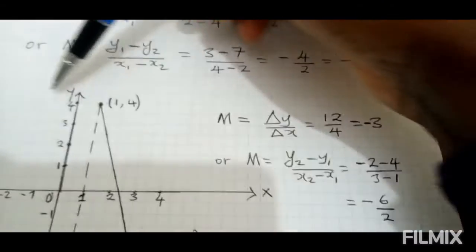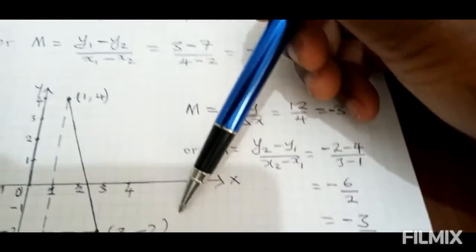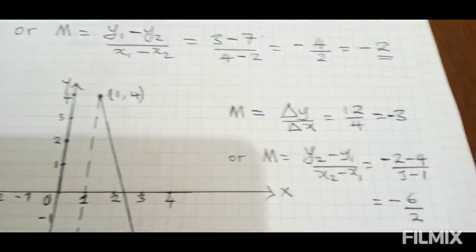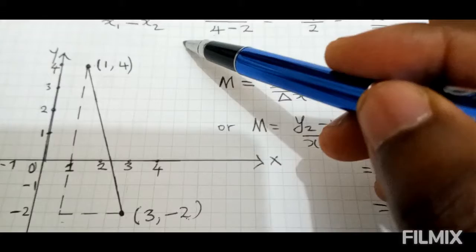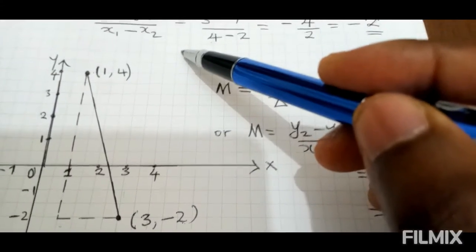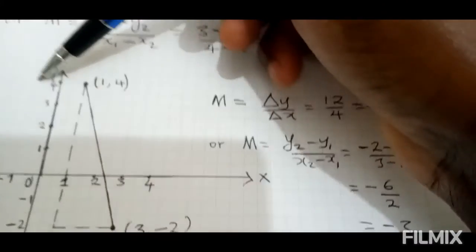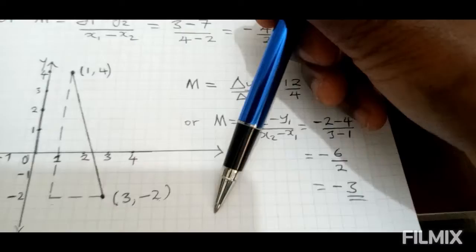But the gradient is -3 because the line is slanting this way. If the line slants in this direction, the gradient is negative. Then we'll talk about that later. If the line slants in this other direction, then the gradient is positive. Since the line is slanting in this way, the gradient is negative.